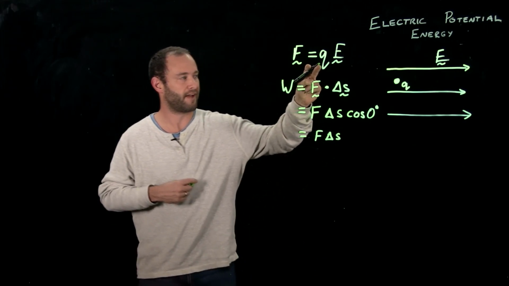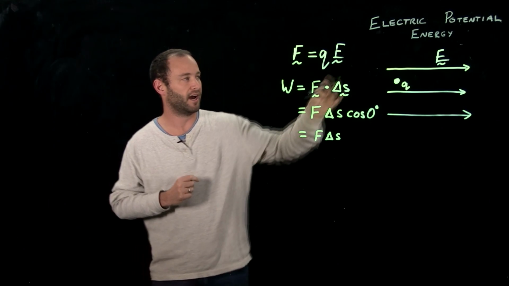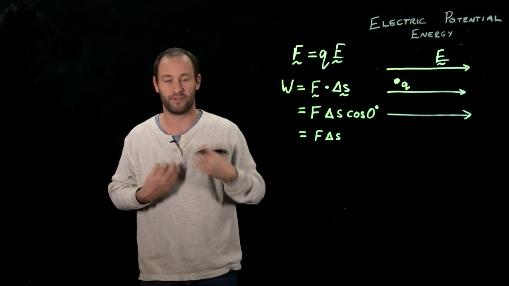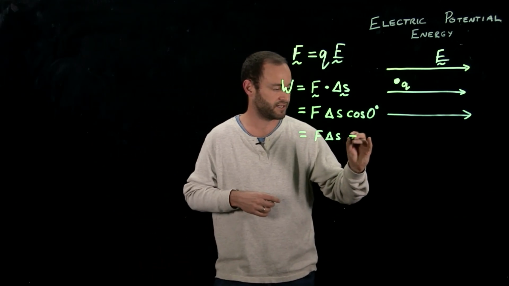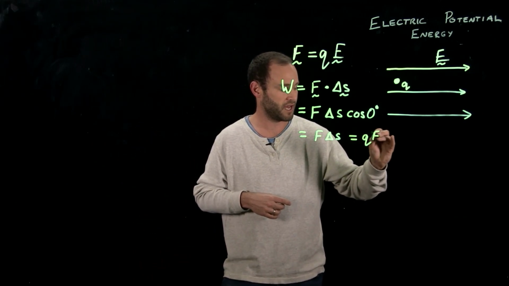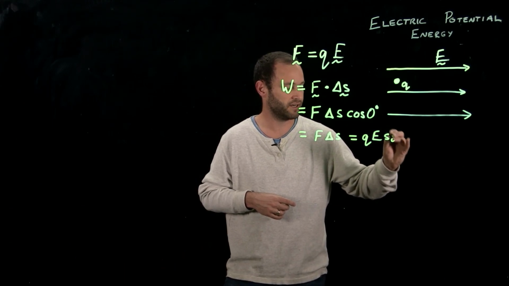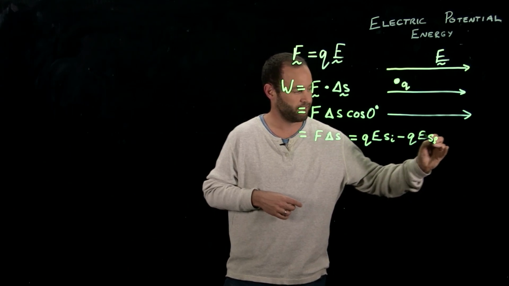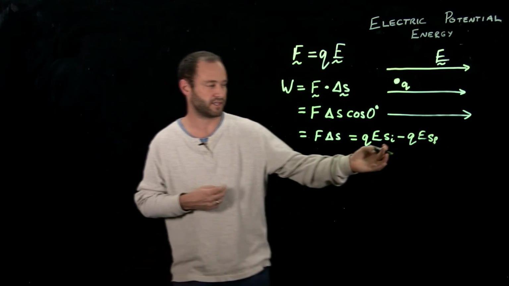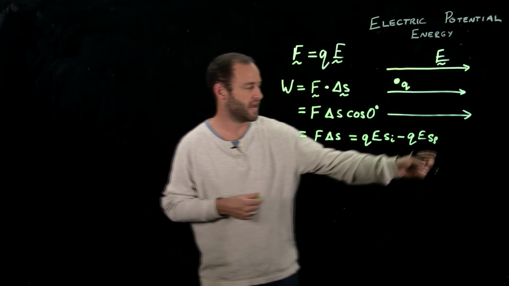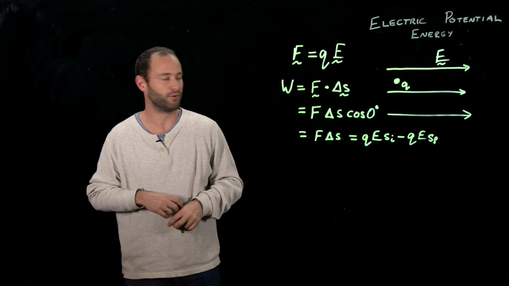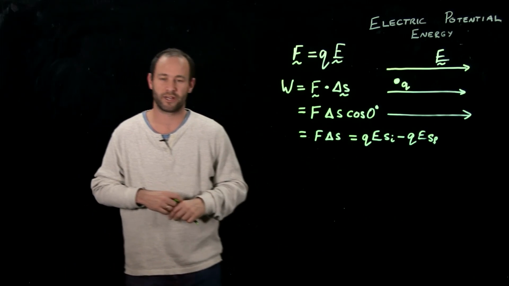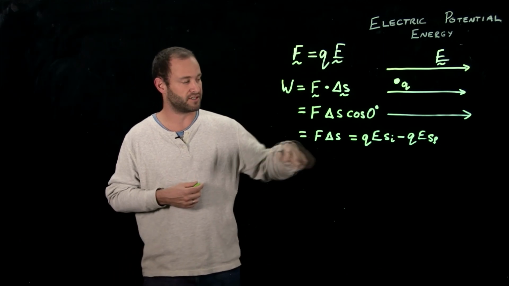Okay, well, we know what F is. F is just given by the value of the charge multiplied by the electric field. Again, I've just taken the absolute value of this, so this is just the value of the electric field. And so this thing ends up being Q times E times S initial minus Q times E times S final, where of course S initial is the initial starting point, and S final is just the final position of this particle after it's moved.